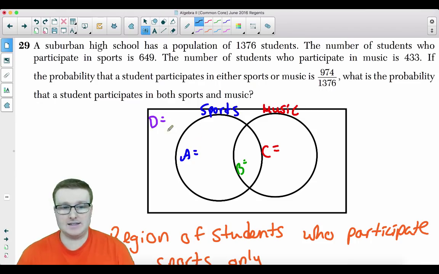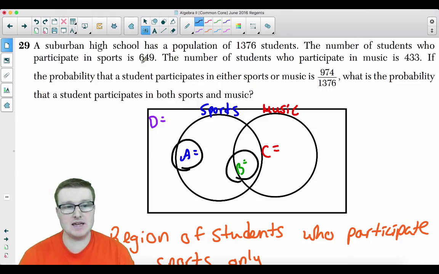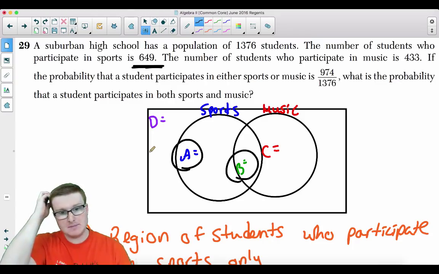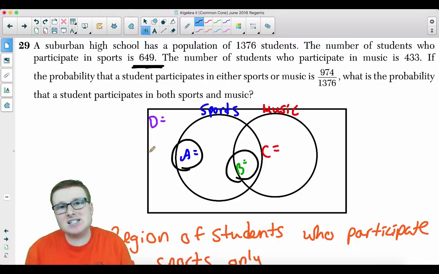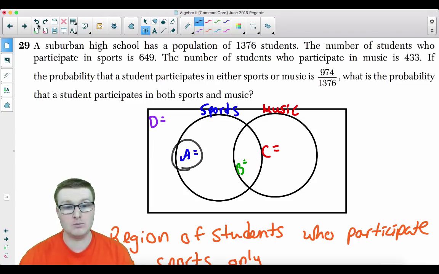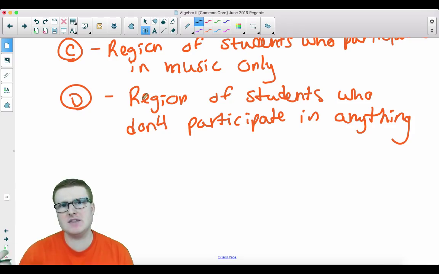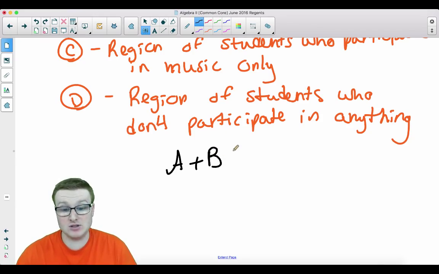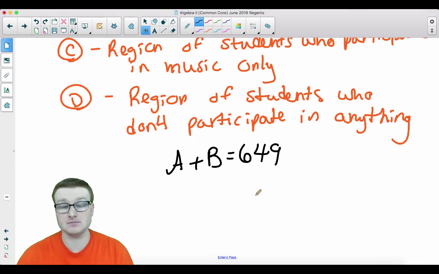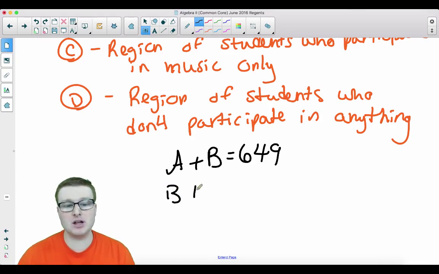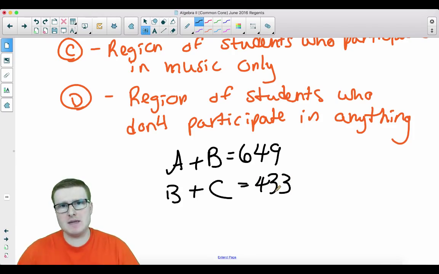You know for a fact that region A plus region B has to equal 649 because regions A and B consist of students who participate in sports. We know that. But we don't know for sure how many people in B participate in sports. So we know that the people in just sports plus region B, which could participate in both sports and music, must equal 649. Okay? And the people in region B plus the region C must equal 433. Again, there's that overlapping. The 433 people could participate in music and could participate in sports.